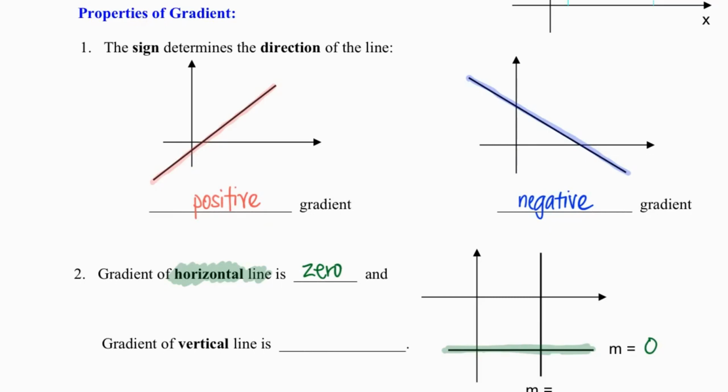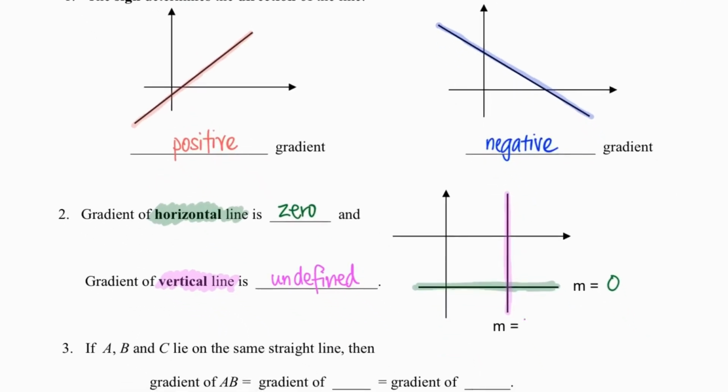And vertical line, for a vertical line like this, the gradient is undefined. Undefined means that the number is too large for us to assign a number to it. No answer.